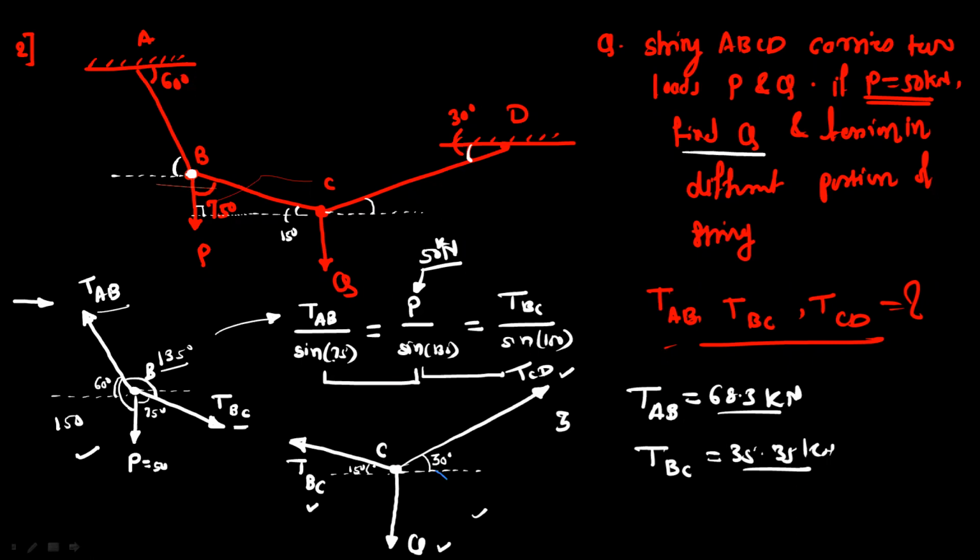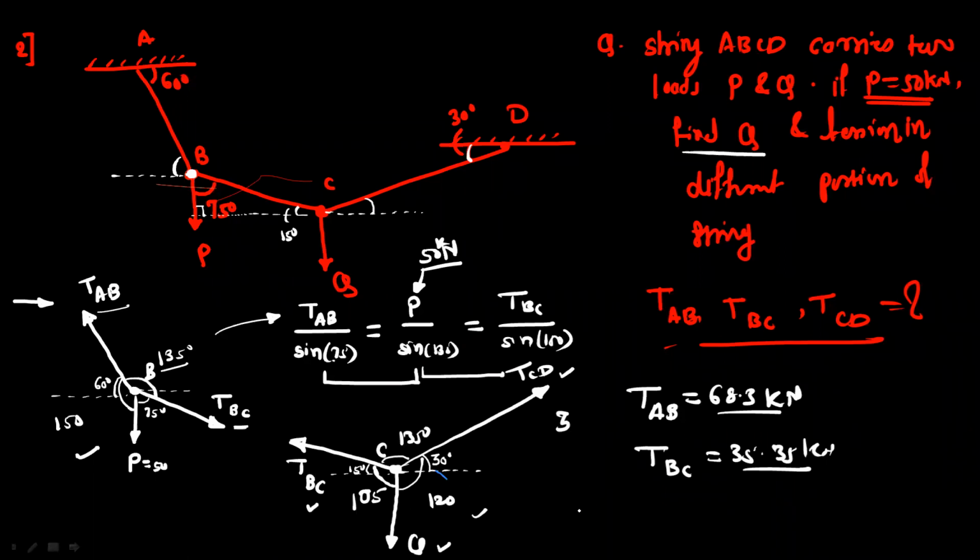Now for the second free body diagram, you can use Lami's theorem. Just find the total angles. This is 90 plus 15, which is equal to 105. This is 90 plus 30, which is equal to 120. And this is 360 minus 105 minus 120, which is equal to 135.